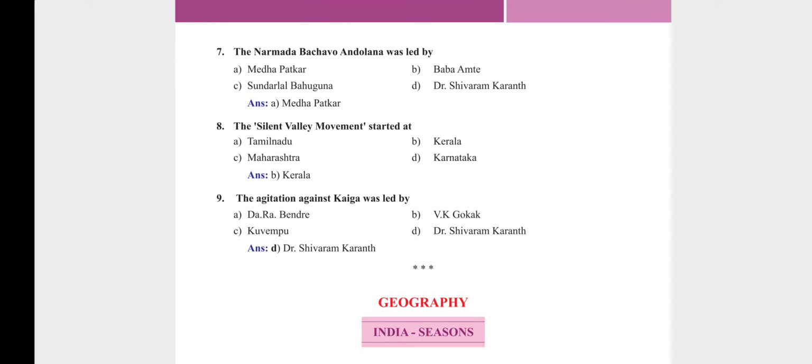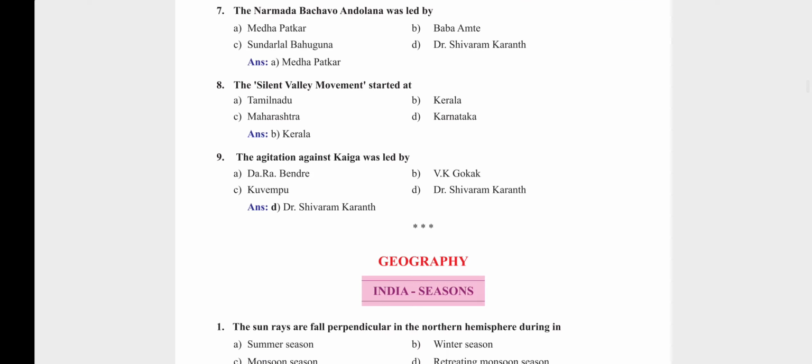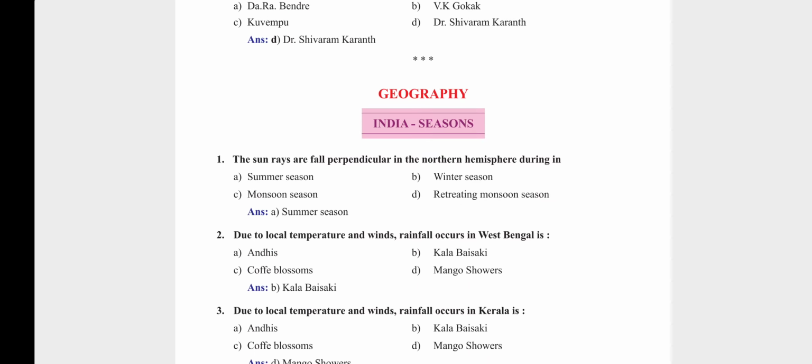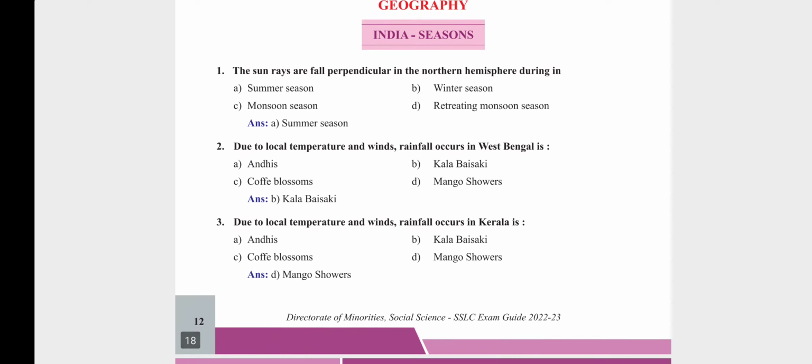The Silent Valley movement started at Kerala. The agitation against Kaiga was led by Dr. Shivram Karanth of Karnataka. Geography. India seasons. The sun rays fall perpendicular in the northern hemisphere during the summer season. Due to local temperature and winds, rainfall occurring in West Bengal is Kalbaisakhi.